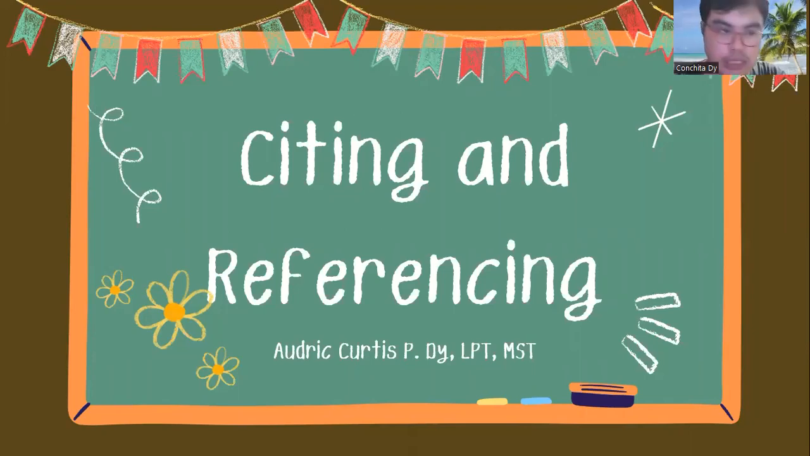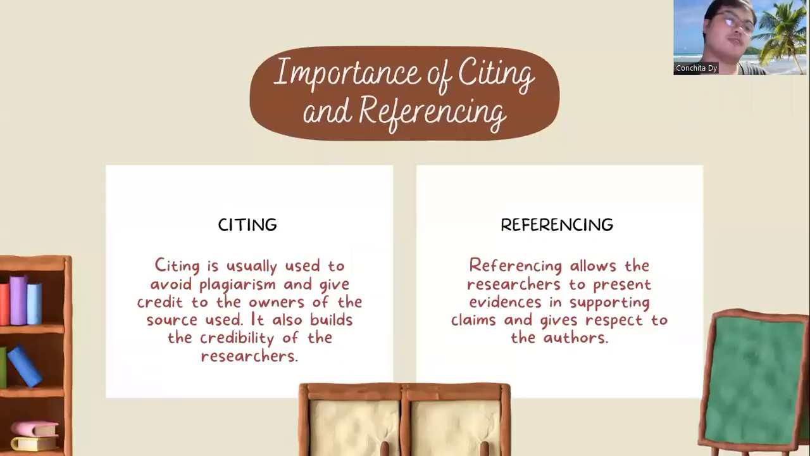So our topic for today is citing and referencing. Citing and referencing are one of the most important steps that we are going to do in doing a research study. So it is very important. And let me explain why it is important. So first, citing is used to avoid plagiarism and give credit to the owner of the source used.